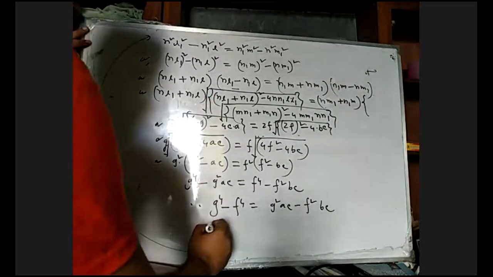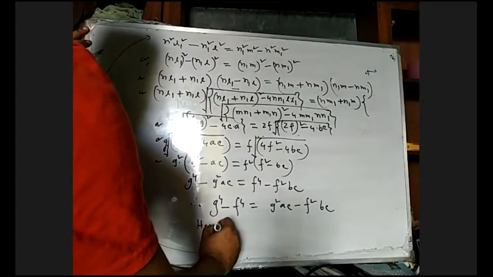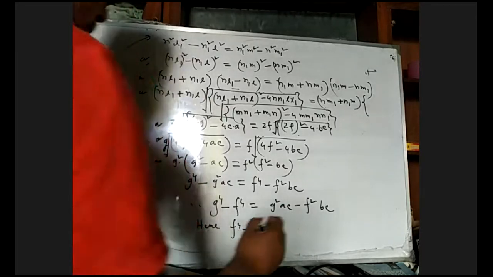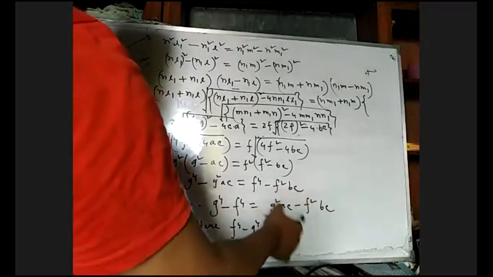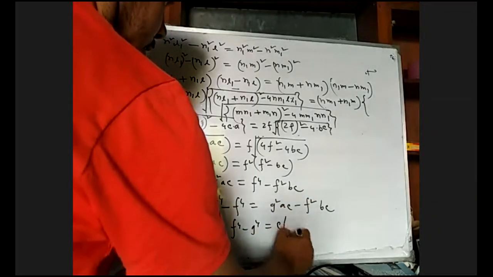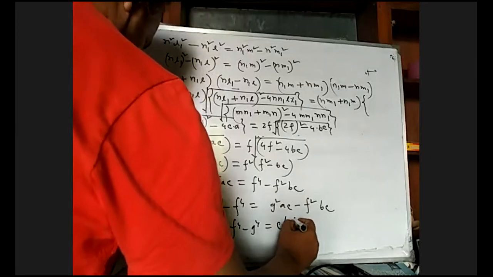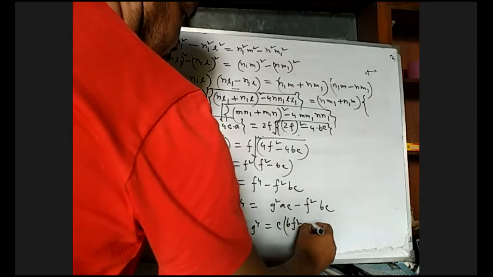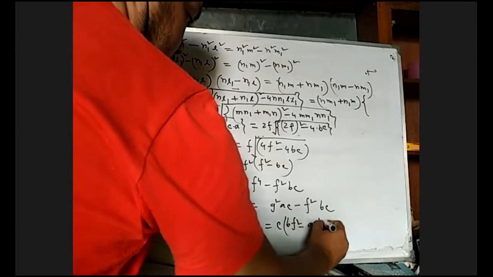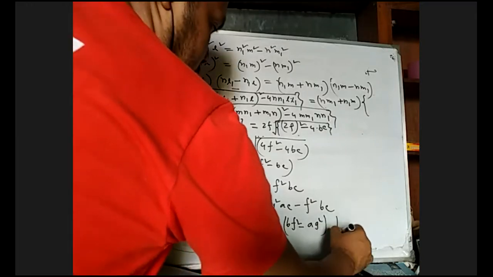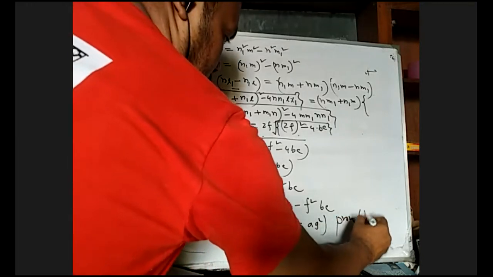So hence, f to the power 4 minus g to the power 4 will be, with c common, c(f square minus g square). This is what was to be proved, and this is the proof.